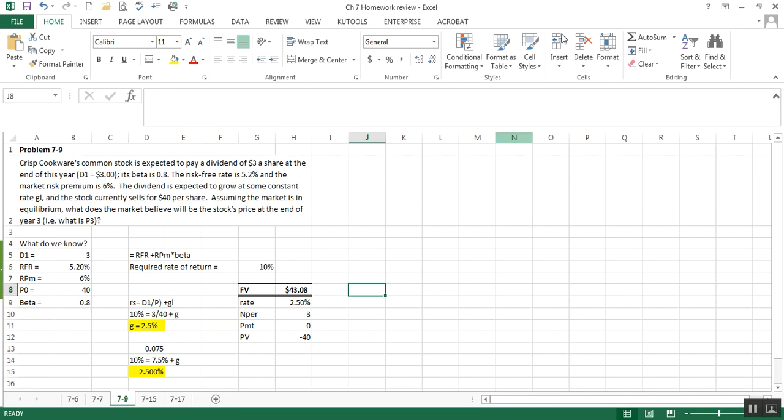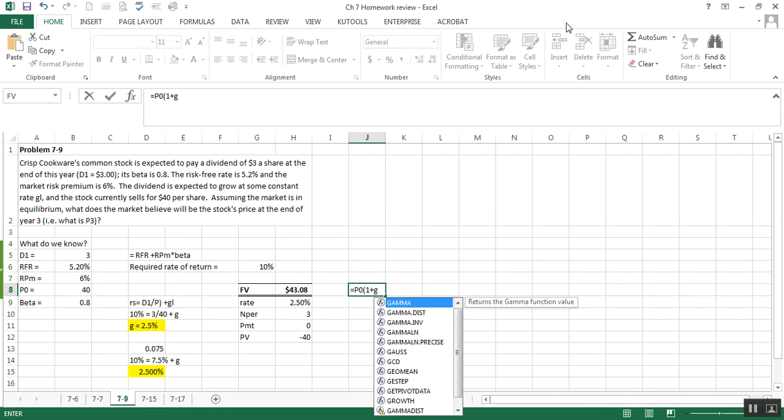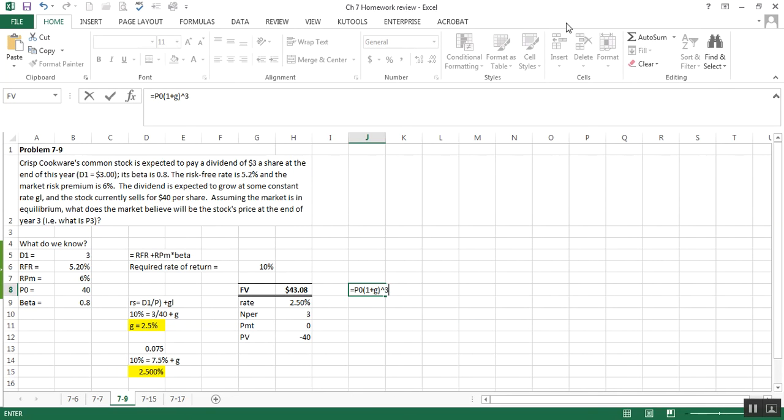I'll show you 2 other ways that we could have done this. We could have solved for the present value. We could have used the formula present value times 1 plus the growth rate to the 3rd power.